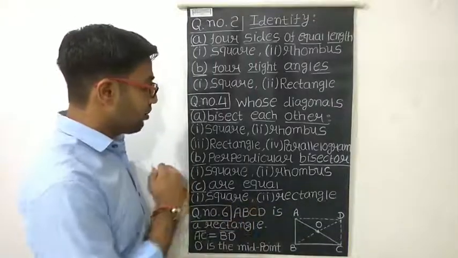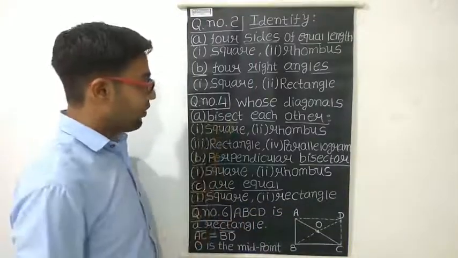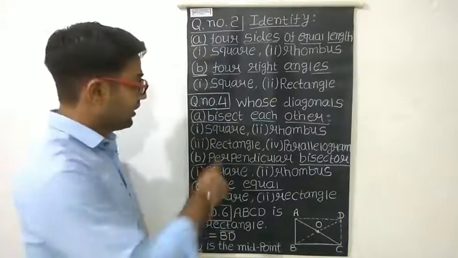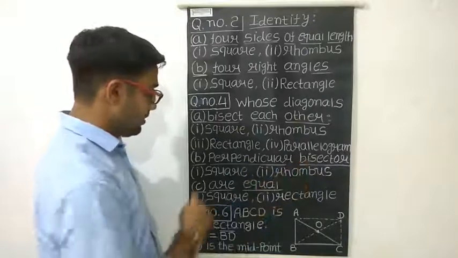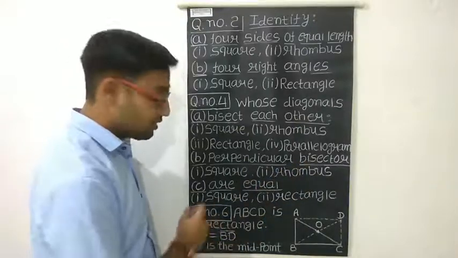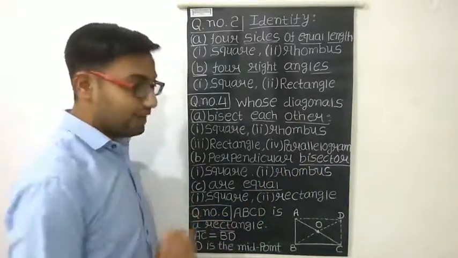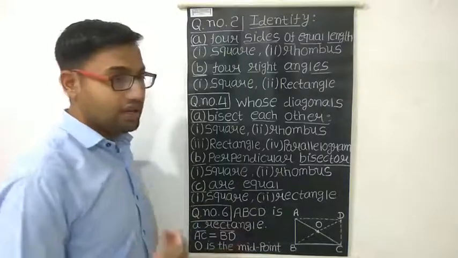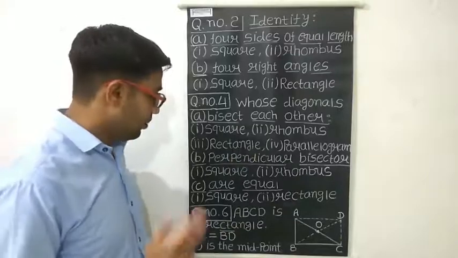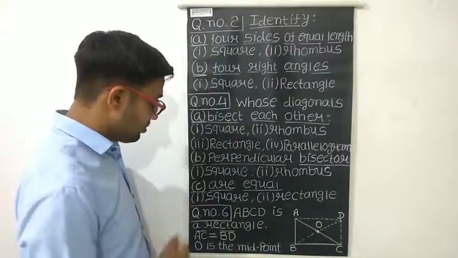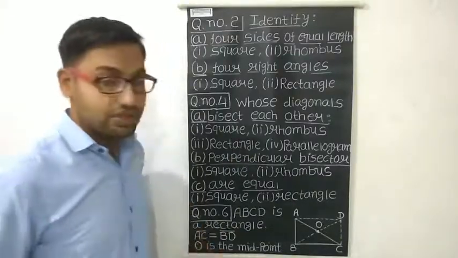So here also you can notice that in all the diagonal properties the square is there. See, bisect each other, square; perpendicular bisector, there is a square; equal, there is a square. Right? So square is a quadrilateral which can satisfy all the properties of all the quadrilaterals. Okay, now let us study one most important question, that is question number 6.